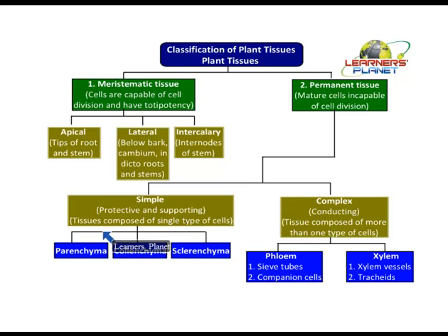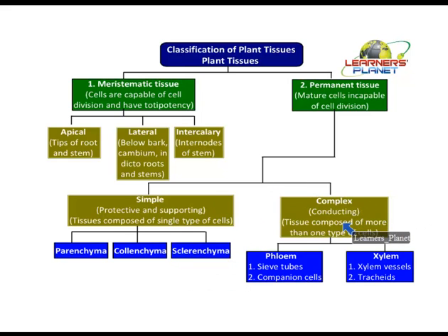Further, these are of different kinds. Now we have quoted here functions like protective function, supporting function, then storage type of function. So on this basis, that what type of function is being supported by these simple tissues, they are of three kinds: parenchyma, chlorenchyma and sclerenchyma. So these tissues vary from each other in terms of structure, basic features and function. So all this we will study further.